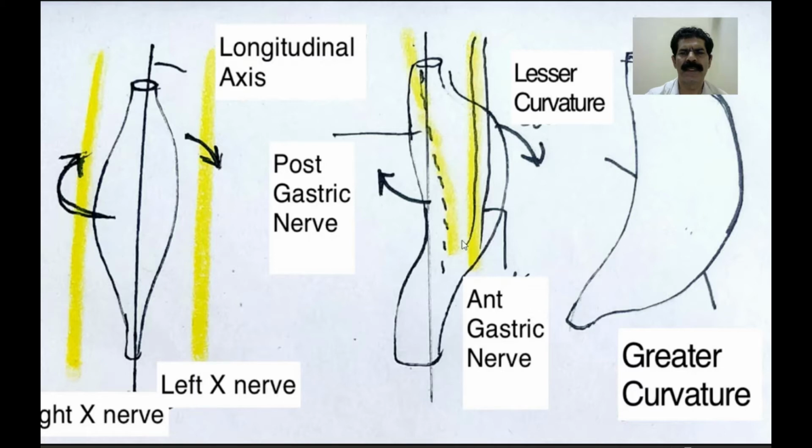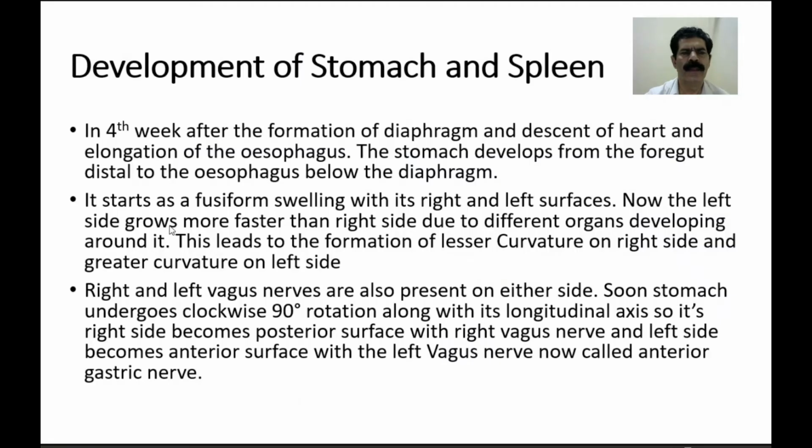At the same time, the right and left vagus nerves are descending from the developing neural tube, and they lie on the right and left surfaces of the stomach. The right and left surfaces are in touch with the vagus nerves.